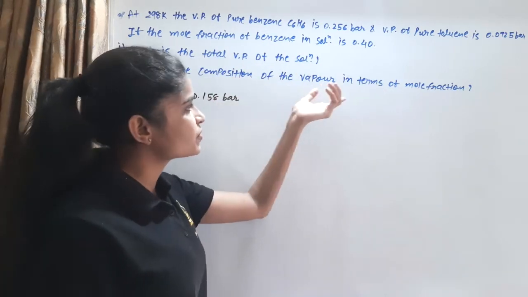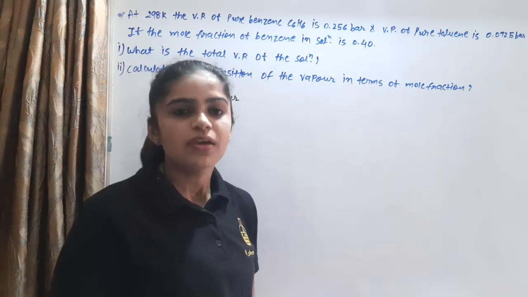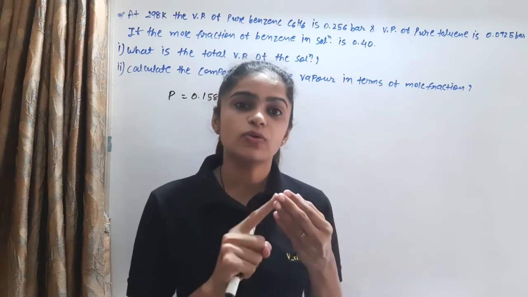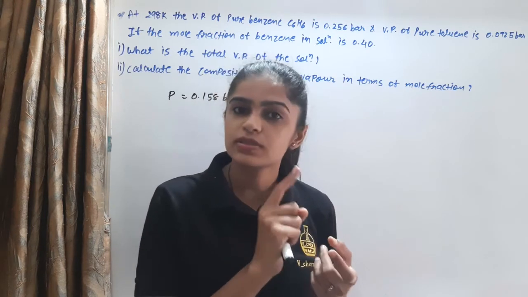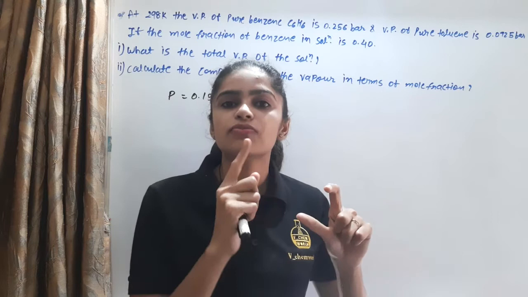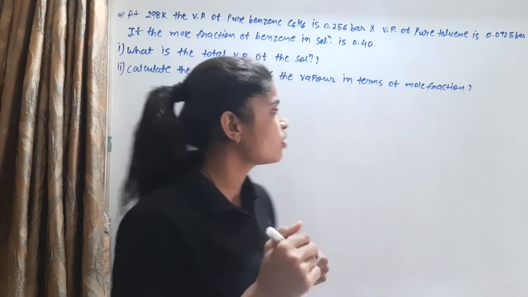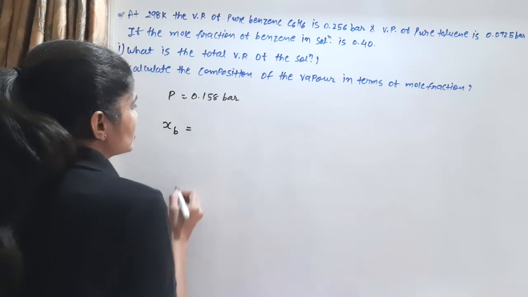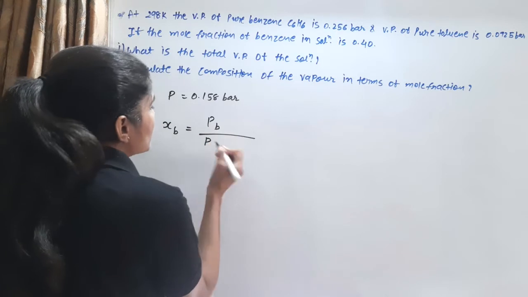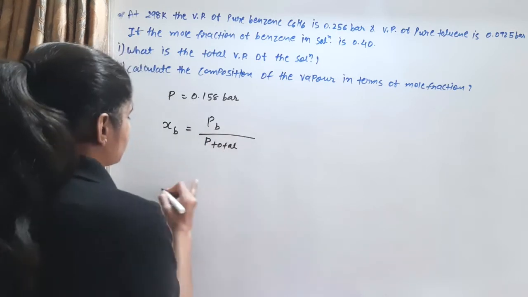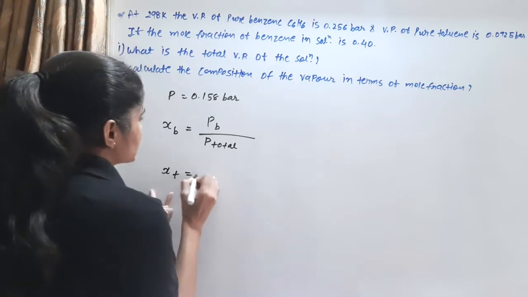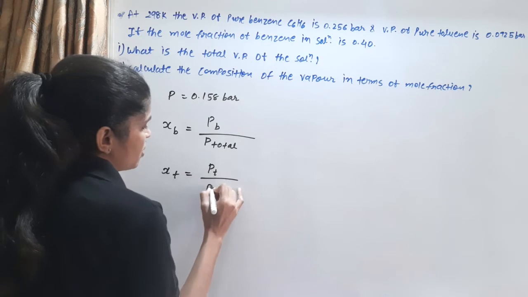Calculate the composition of the vapor in terms of mole fraction. We know that in Raoult's law we find the mole fraction in the solution. But Dalton's law gives the mole fraction of the benzene or toluene in the vapor phase. How to find this? The mole fraction of the benzene, XB, is equal to the partial pressure of the benzene upon P total. In the same way, XT, the mole fraction of the toluene in the vapor phase, is equal to the partial pressure of the toluene upon P total.